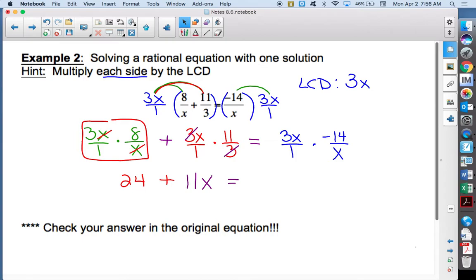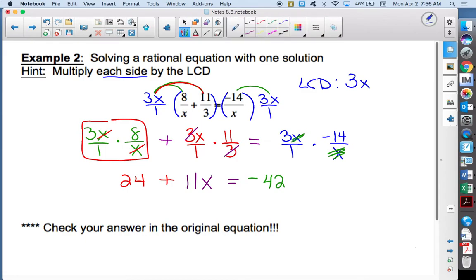So now, on the left side, we don't have a fraction, which is our goal. So cross-multiplying got rid of the fractions. Using the least common denominator also gets rid of the fractions. Now looking at the last one on the right side, again, there's an x. We want to cancel out the x that it has in common in the denominator, and we're left with 3 times negative 14, which is negative 42. So now we just have this linear equation.